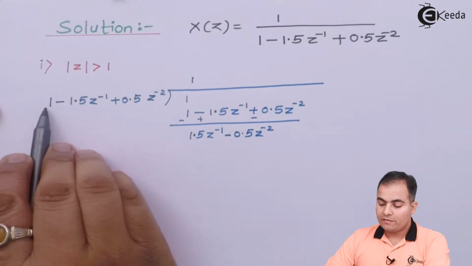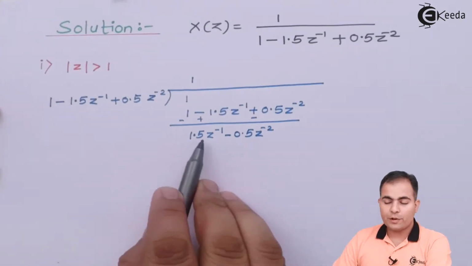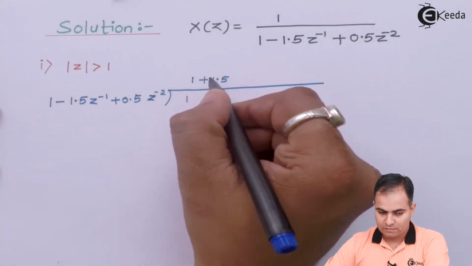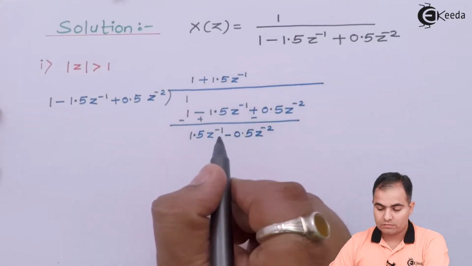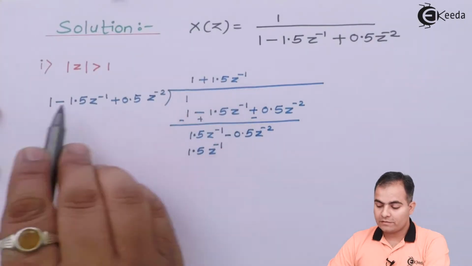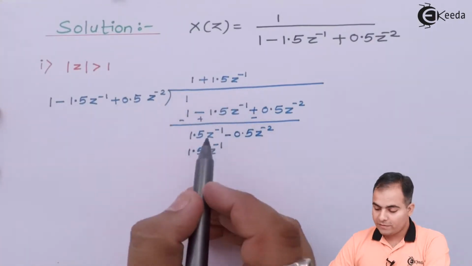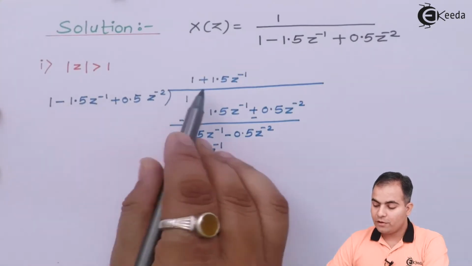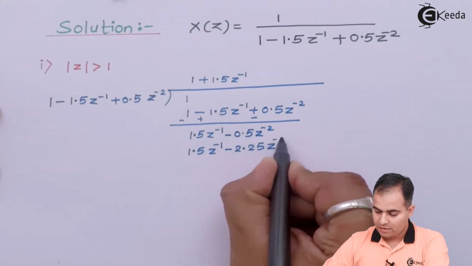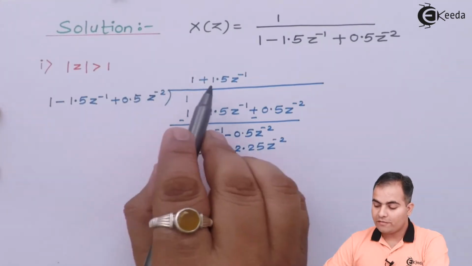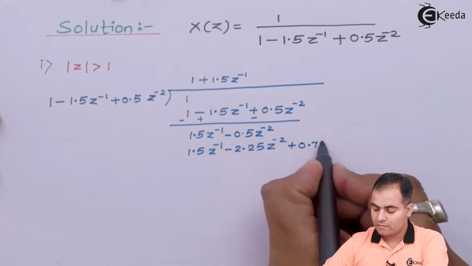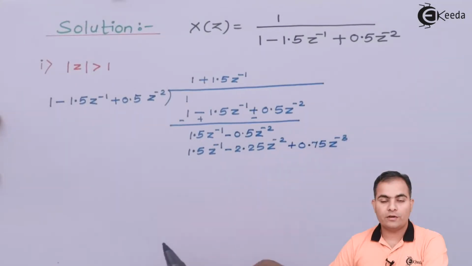Now tell me which term you are going to multiply with 1 so that you will get 1.5 z inverse. Of course the result is 1.5 z inverse. Now just multiply this 1.5 z inverse with rest of the part. So 1 into 1.5 z inverse, result is same, but 1.5 into 1.5 result is 2.25, and we have z to the power minus 2. Then 0.5 into 1.5, answer is plus 0.75 z to the power minus 3.